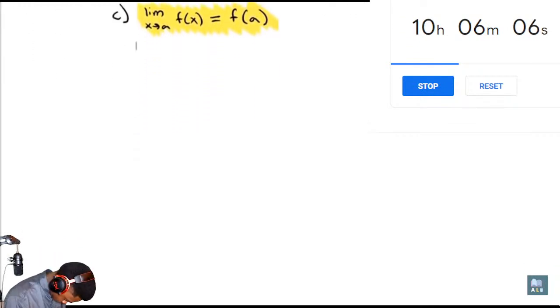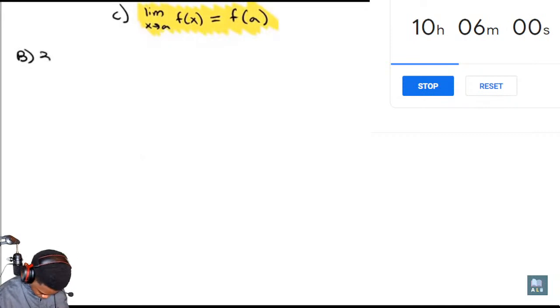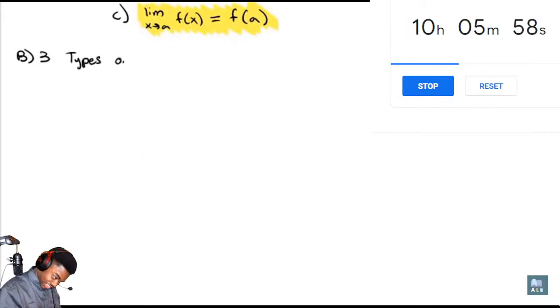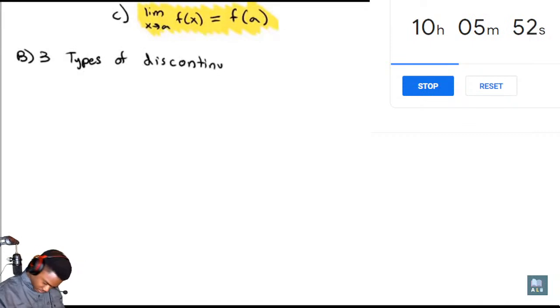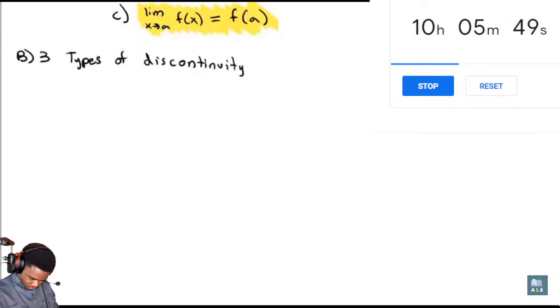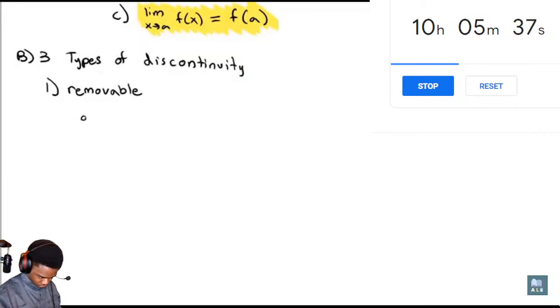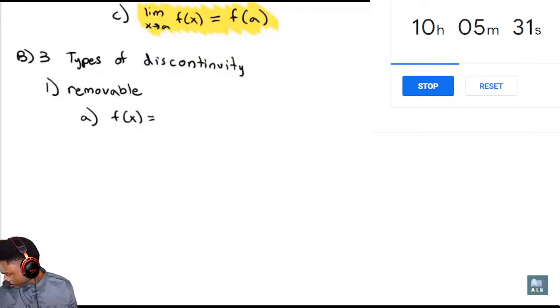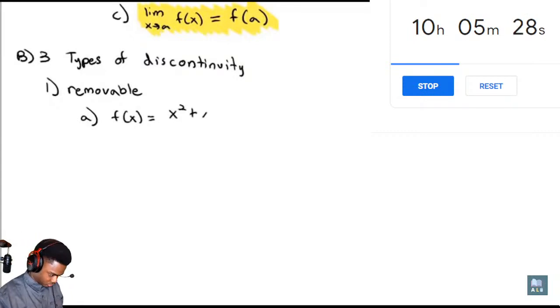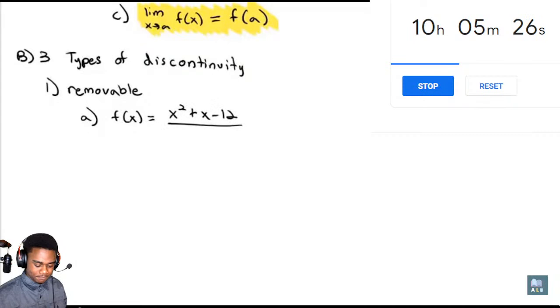So what does it mean to be discontinuous or not a continuous function? Well, there are actually 3 types of discontinuity, which means not continuous. The first type of discontinuity is what we call a removable discontinuity. And here's what a removable discontinuity looks like. It's something like f of x equals x squared plus x minus 12 over x minus 3.